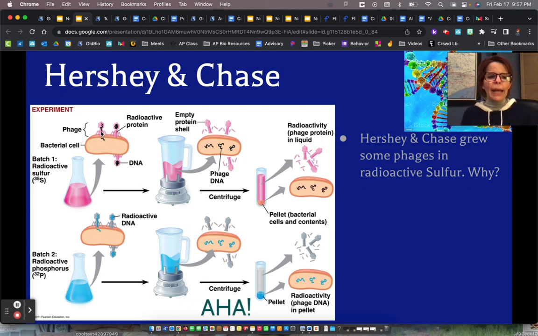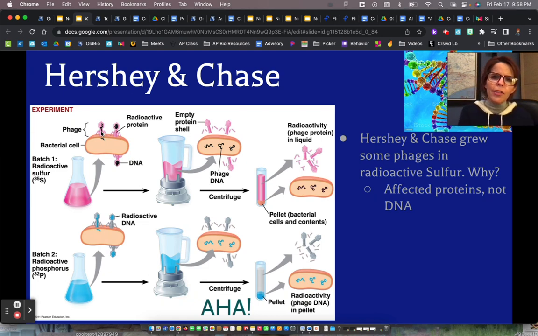In the first batch, look at the diagram. In the first batch, they grow them in radioactive sulfur. Why? Sulfur is found in proteins. Maybe you remember from our biochemistry unit, disulfide bridges. One of the amino acids has sulfur in it. So proteins, some of their amino acids have sulfur. And so if you add radioactive sulfur, it's a way of causing proteins to kind of glow in the dark. So they have one batch of bacteriophages whose proteins are going to glow in the dark.